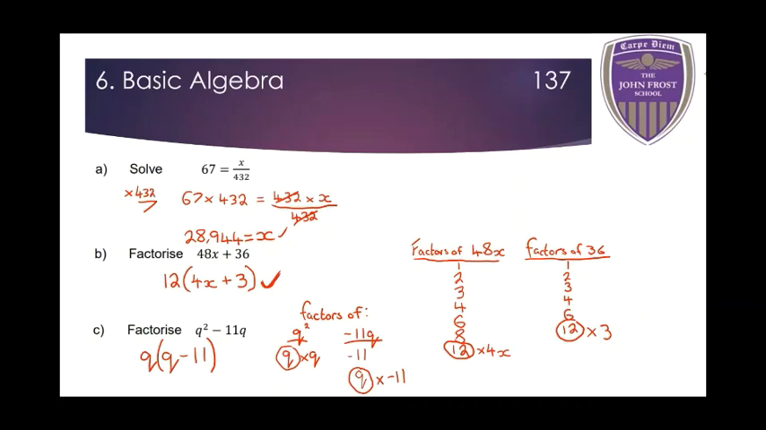Therefore, just recheck it, re-expand it. Q times q is q squared. Q times minus 11 is minus 11q. Happy with those, okay? So remember, factorizing is finding the highest factor and taking them outside the bracket, and then whatever is left stays inside the bracket, okay? Let's have a look at the next topic.